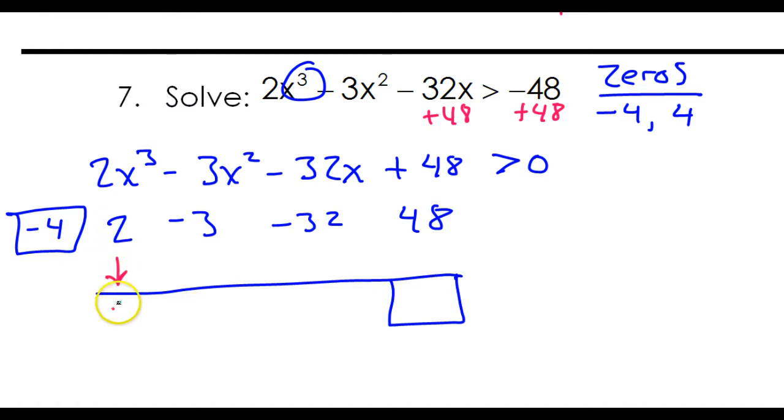So this 2 comes down. 2 times -4 is -8. That's -11. Times -4 is positive 44. So that's going to be 12. And 12 times -4 is -48, which does give me 0.